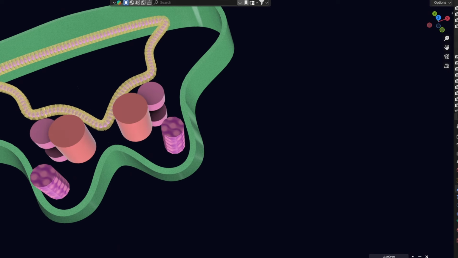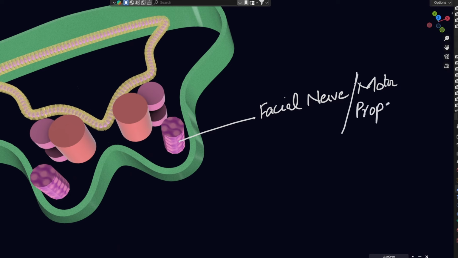And the name of this nucleus, it has a very logical name, it is simply called the facial nerve motor nucleus, or it is also called the facial nerve proper nucleus. It is also called the facial nerve brachiomotor nucleus.